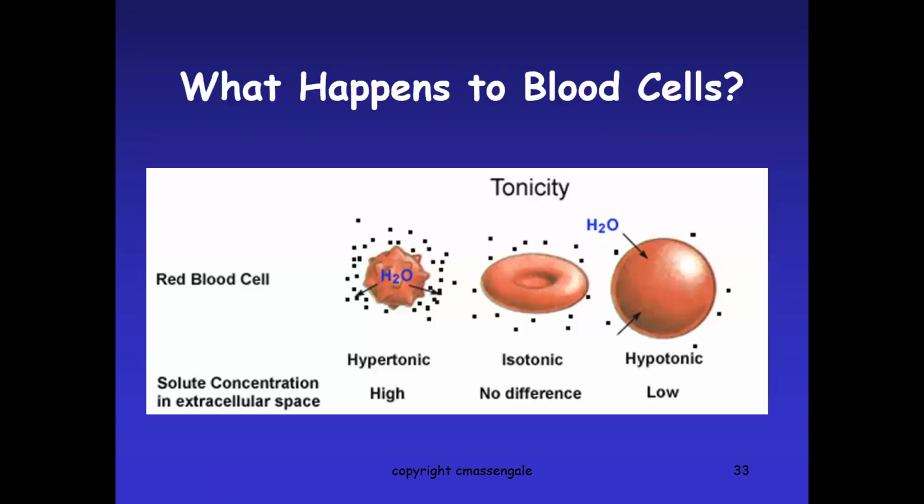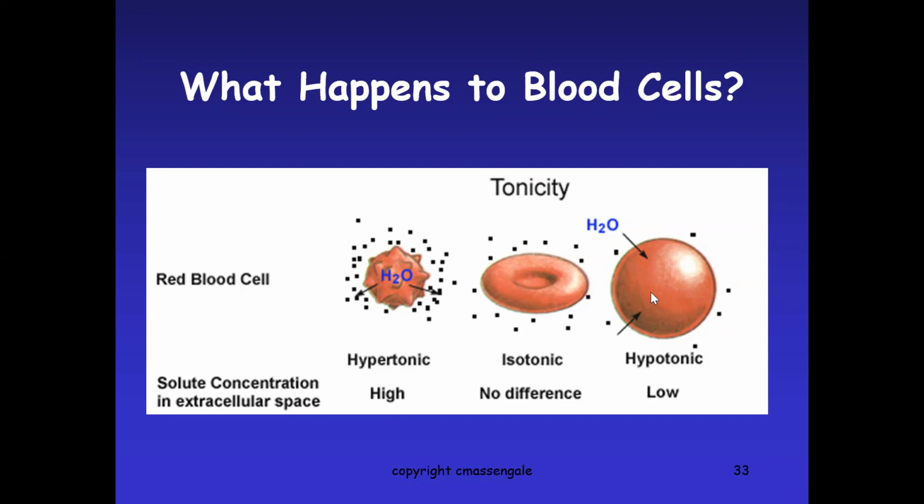So what happened to red blood cells? In red blood cells, we have water. When you have a hypertonic solution, the water is going out, leaving the cell. In the case of the isotonic solution, the water is leaving and also getting into the cell. In the case of a hypotonic solution, the water is getting into the cell.